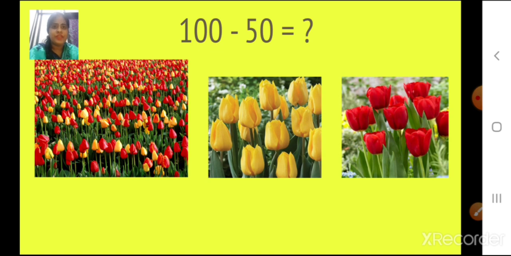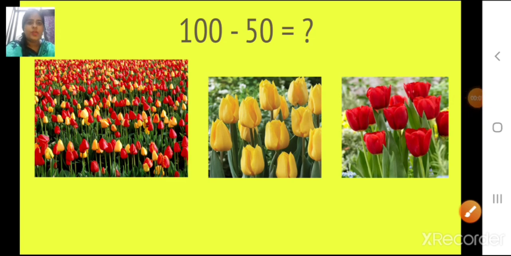So we can frame the word problem question like this. There are 100 red color and yellow color tulip flowers in a garden, out of which 50 are yellow color tulip flowers. Find how many red color tulip flowers are there. Understood, children, how to frame your question?